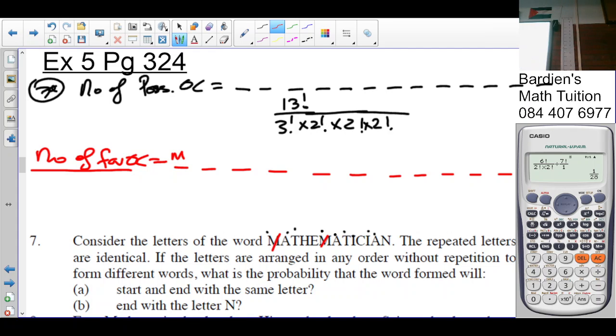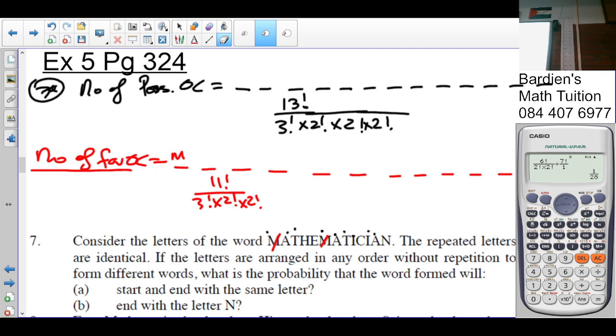So what are we left with? How many letters are we left with? 11 factorial over, you have 2 M's, no? How many M's are there? 2. So it's going to be 3 factorial times 2 factorial times 2 factorial.